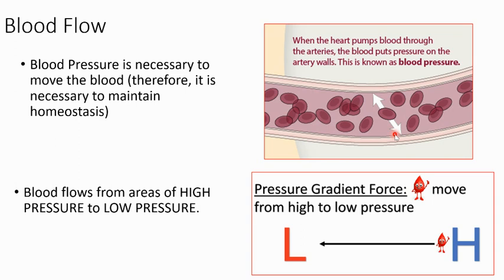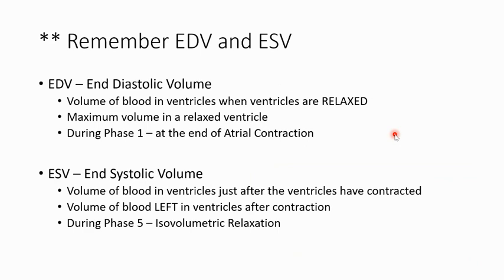Blood flows from areas of high pressure to low pressure. Just like when we talked about concentration, things naturally move from an area of high concentration to low concentration. Same kind of idea here. Blood is going to flow from an area of high pressure to low pressure. So make sure you understand that.